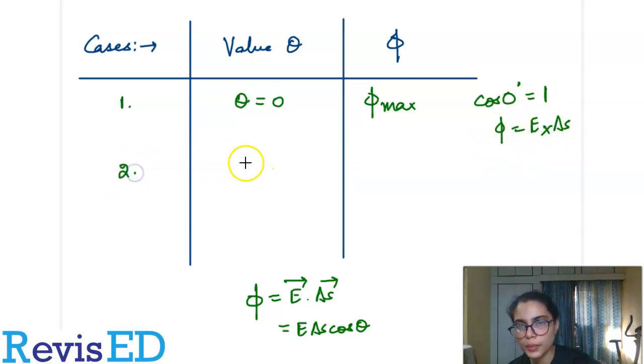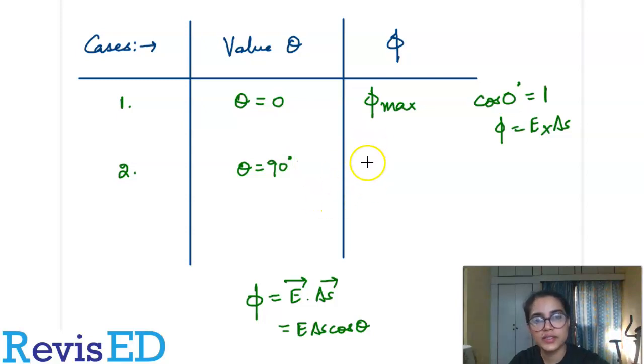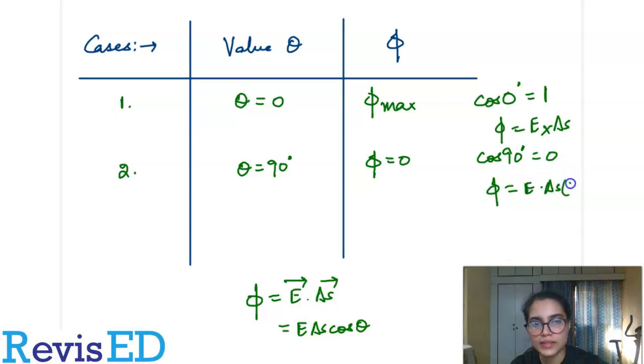Whereas in the second scenario, when theta is 90 degrees, the field is falling perpendicular to the surface of the area element we have considered. Then phi will be 0. Why? Because cos 90 degrees is 0, so E into delta S into cos theta, which is 0, gives a 0 value.